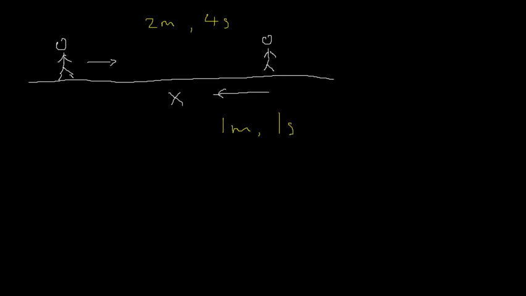A graph for, say, the distance that he walked. So we could imagine drawing the axis. Let's say this is the time, in seconds. And let's say this is the distance, in meters.